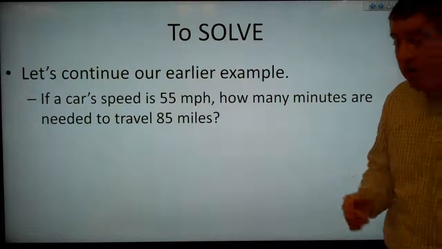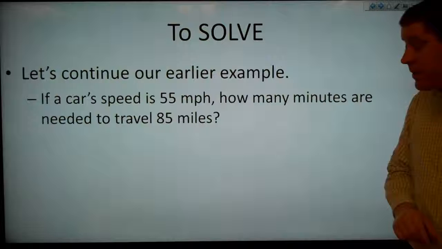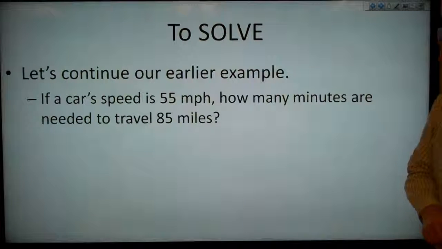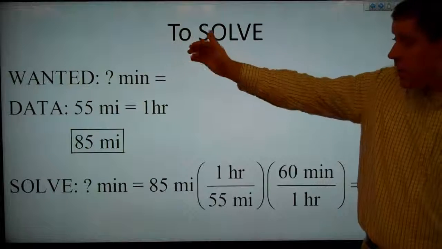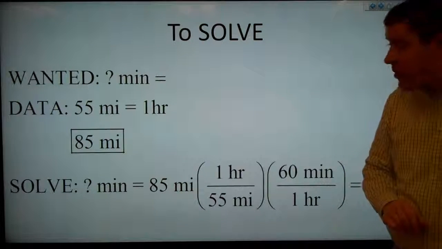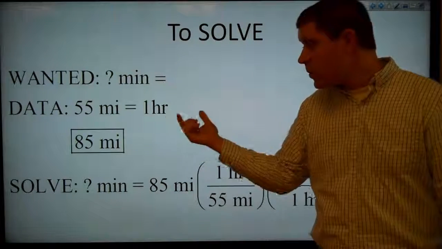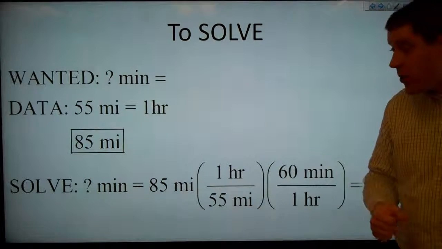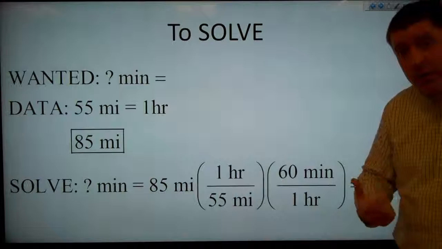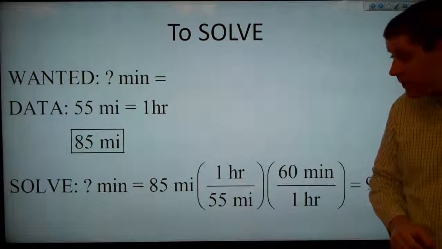So let's continue our earlier example. If a car's speed is 55 miles per hour, how many minutes are needed to travel 85 miles? So we're looking for minutes. We know that the car is traveling at 55 miles per hour, so we can say 55 miles equals 1 hour. We want to know how long it's going to take to travel 85 miles, so the given there is 85 miles.